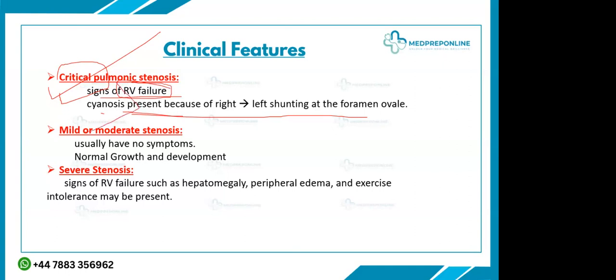But in mild to moderate stenosis, what is going to happen? There will usually be no symptoms, just like an ASD. Usually there are no symptoms and normal growth and normal development, and maybe in later childhood the child presents with palpitations or some dizziness.